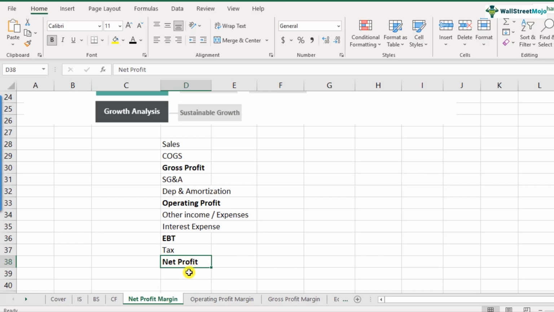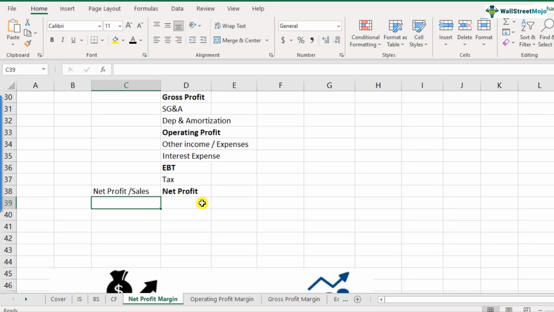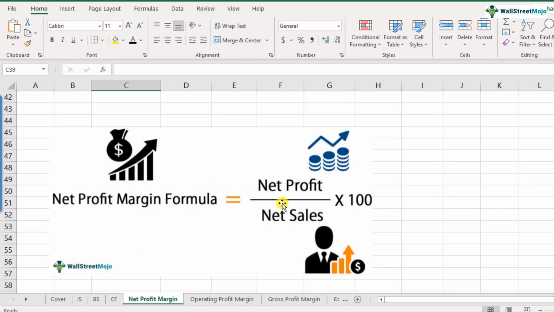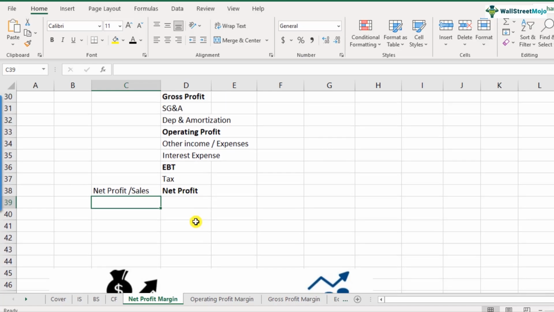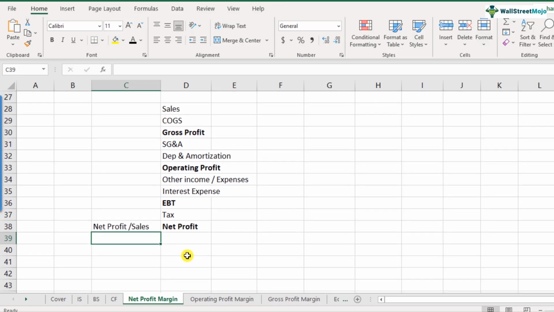So once you get the net income, the net profit margin would be just the net profit divided by your sales, right? So the formula is pretty straightforward. You calculate the net profit and you divide it by the sales, the top line number, and you multiply it by 100. Or if you're using Excel, you can just directly convert it into percentage. Okay, so this is how you actually go about calculating the net profit margins.